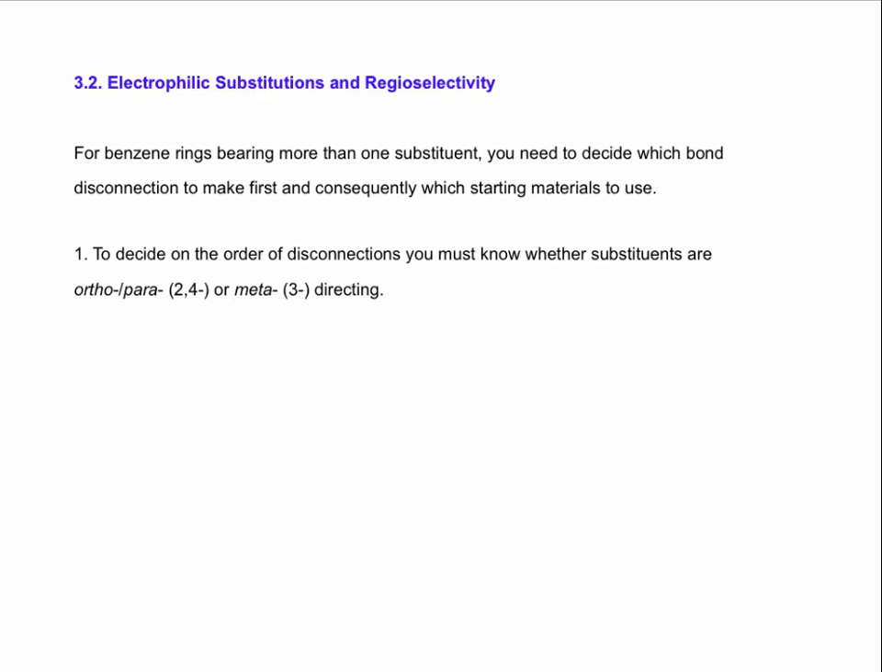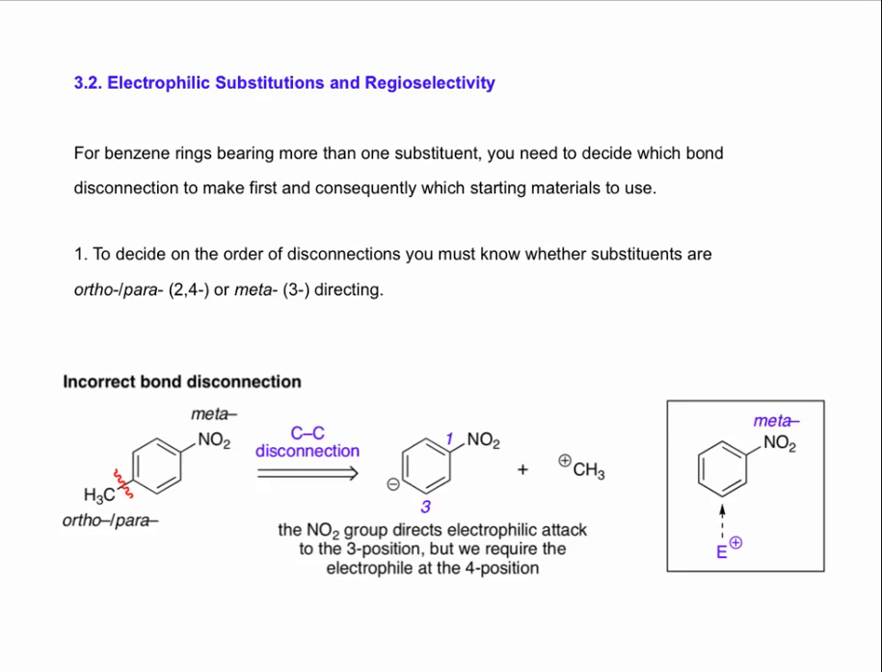And for benzene rings bearing more than one substituent, you need to decide which bond disconnection to make first, and consequently which starting materials to use. So let's have a look at point 1. To decide on the order of disconnections, you must know whether substituents are ortho-para, or 2,4, or meta, otherwise 3, directing. So let's have a look at a disconnection now.